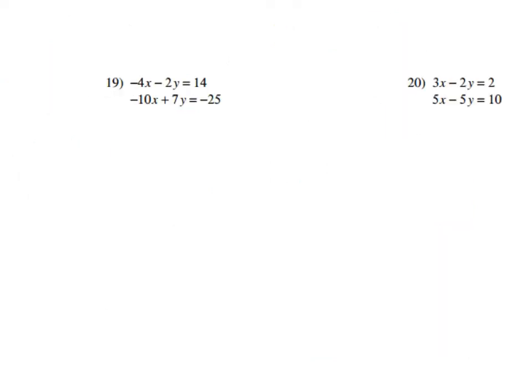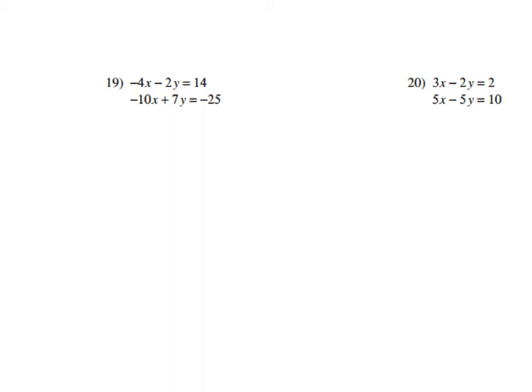On the next page, we have really interesting examples because if you look at these, they don't have variables that are going to match up perfectly without us doing some kind of manipulating. So notice that if I combine the x's, they won't cancel out, and if I combine the y's, they won't cancel out. So I'm going to need to do some manipulating.